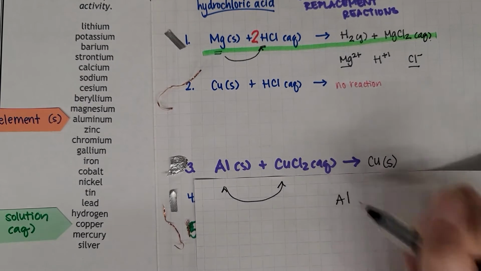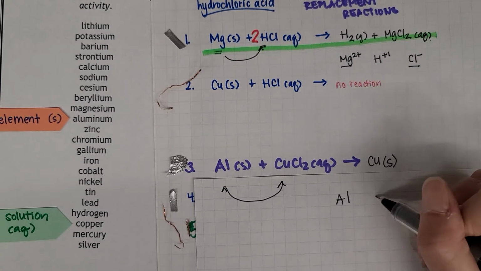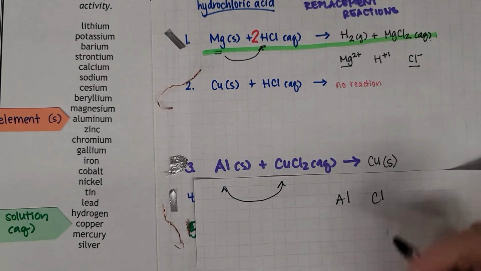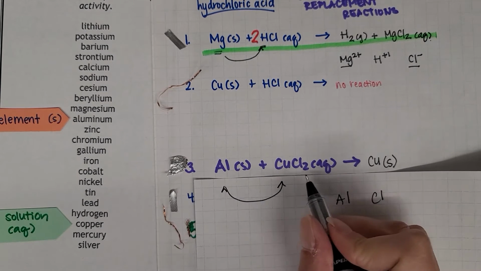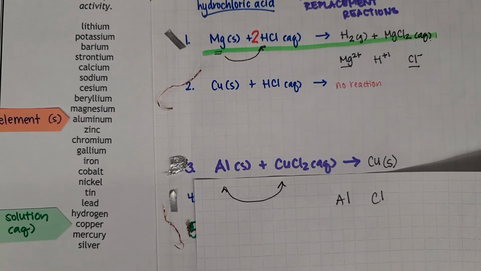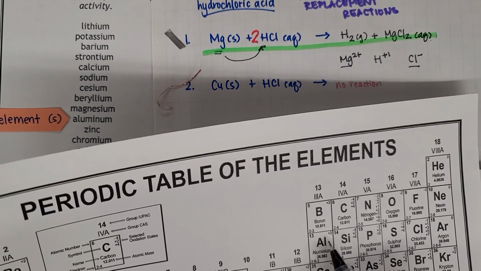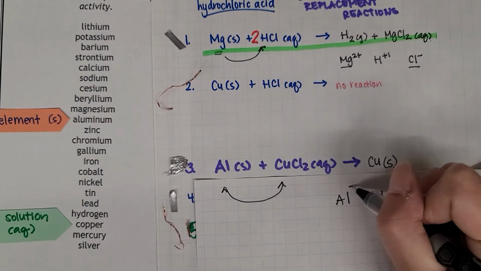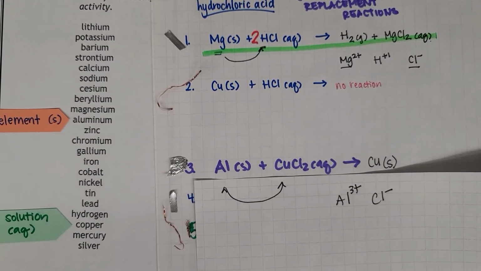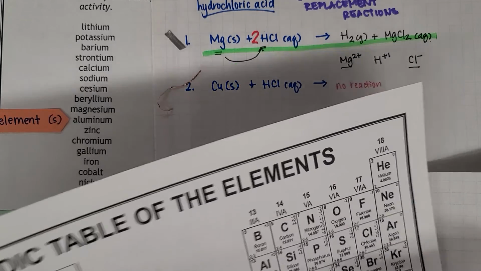Then you have aluminum floating around in solution, and you have chloride floating around in solution. So it's no longer Cl2. This will break up into its ions. And if I'm looking at aluminum, when it's an ion, it has a charge of +3. And then chloride from before, from the halogens, has a charge of -1.